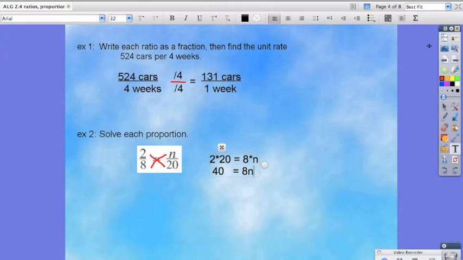Now notice we're trying to get that n by itself, or we're trying to isolate it. So because it says 8 times n, we're going to use inverse operations and divide by 8 to both sides. This is going to give us n equals 5, and then we're done.